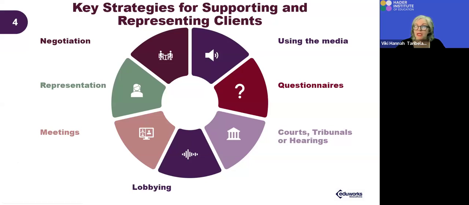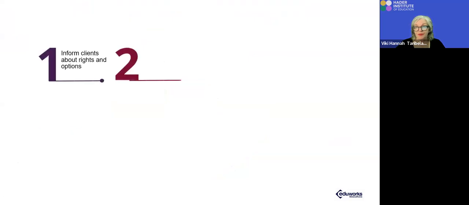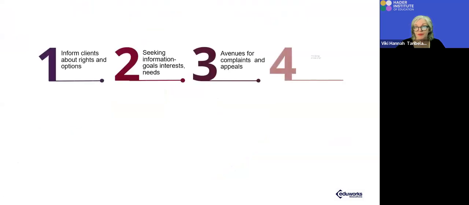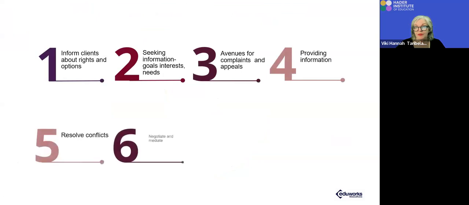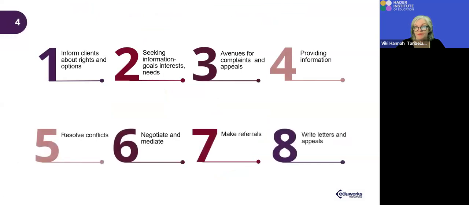You may organise a meeting and that may end up being negotiating. All of this is part of your role as an advocate. That's everything that an advocate would do for a client.